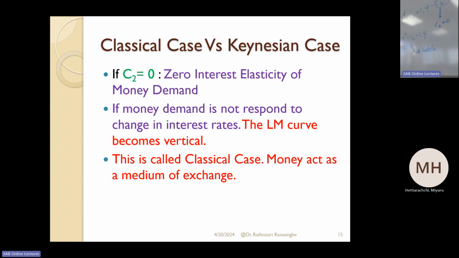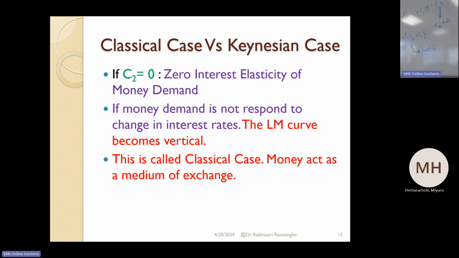If the LM curve is vertical, monetary policy is not effective under that circumstance. We can realize it later when we talk about the IS curve. That is called the classical case. Under the classical case, the LM curve becomes vertical since the interest rate has no independent impact in determining money demand.